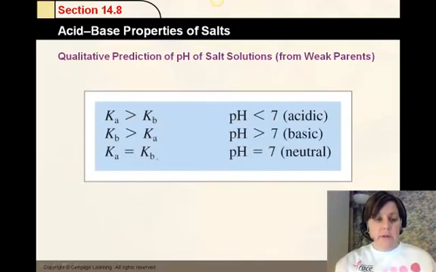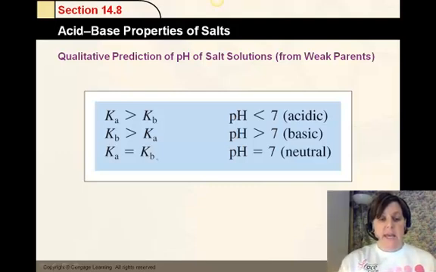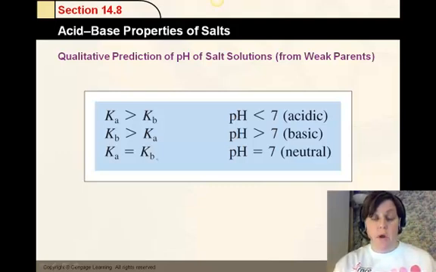So in general, here's a chart about predicting the pH of salt solutions from weak parents. Interesting, they're using that here now. So if the Ka is greater than the Kb, obviously the acid is more important, and therefore it's going to have a low pH. If Kb is bigger than Ka, then it's going to be more basic, and if Ka equals Kb, it's going to be a neutral solution. So strong.